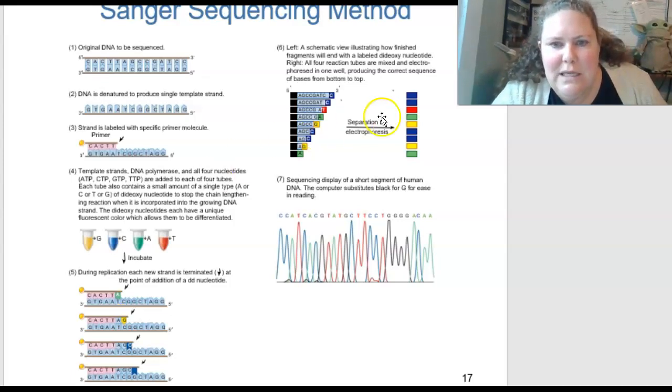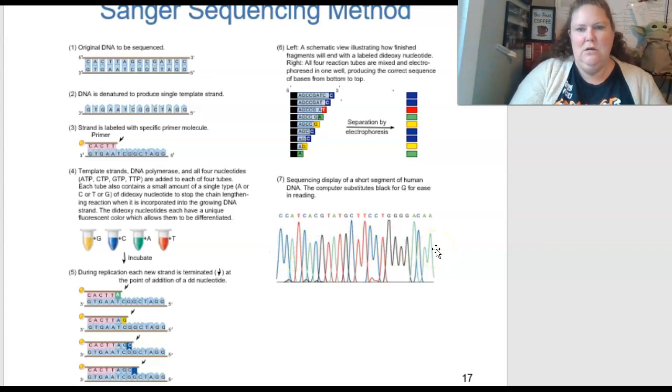Then at the end, you run it through a very, very thin copper tube, and it separates by size. The smaller ones are going to get there first, and then a laser looks and measures the color. It knows that when it's green fluorescent, that's an A. When it's yellow, that's a G. When it gets to blue, that's a C. Based on that, you can look at this genetic sequence and figure out the ATCG order.